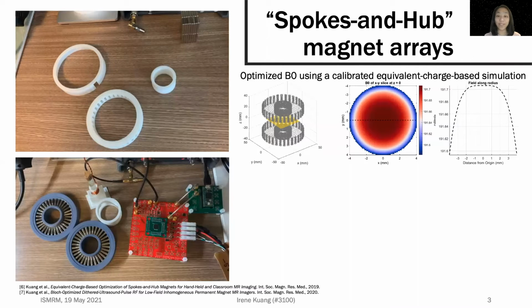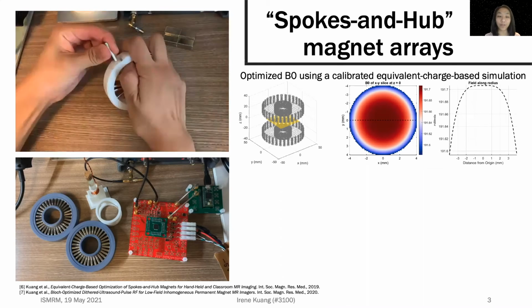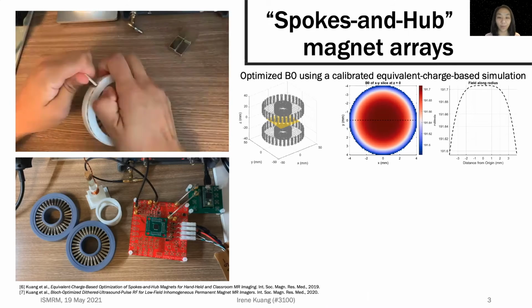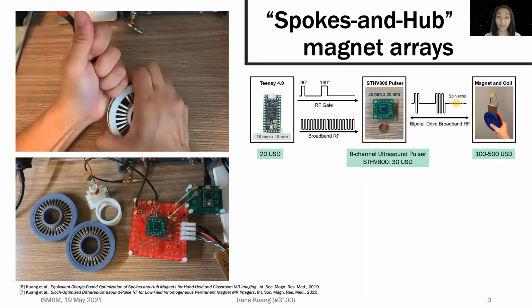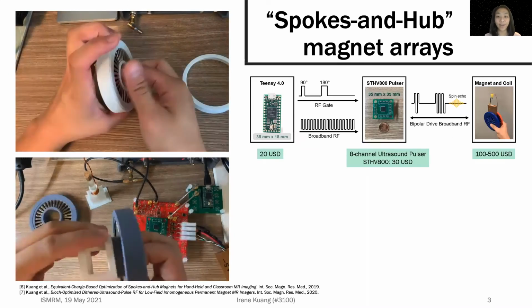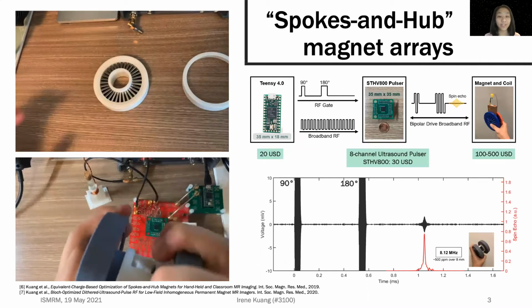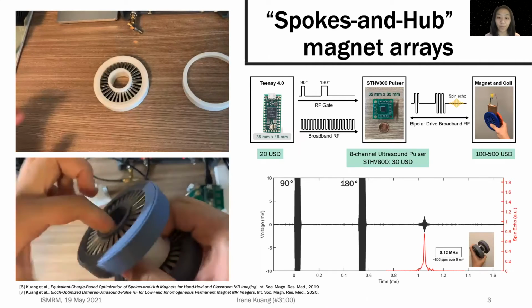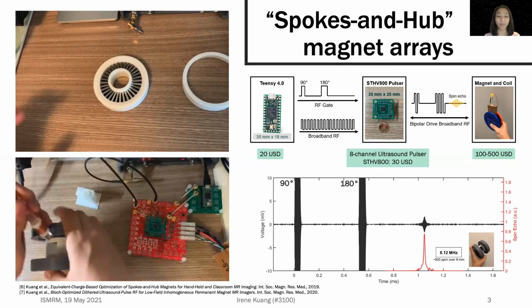Our group has previously presented a calibrated equivalent charge-based simulation approach for optimizing B0 homogeneity in a spokes and hub topology, which is easy and safe to assemble and requires only inexpensive and commercially available permanent magnets that are slid into a 3D printed enclosure. Using a low-cost signal chain consisting of a microcontroller and ultrasound pulsar chip, we can achieve broadband RF excitation with a dithered pulse on the unshielded magnet to measure spin echoes with a 50 kilohertz bandwidth.